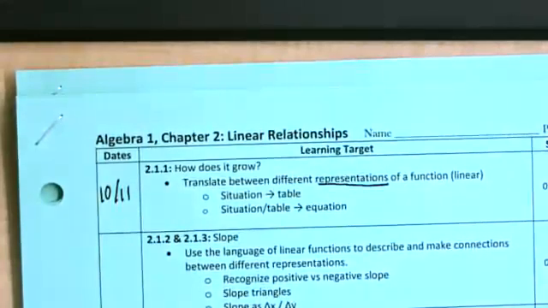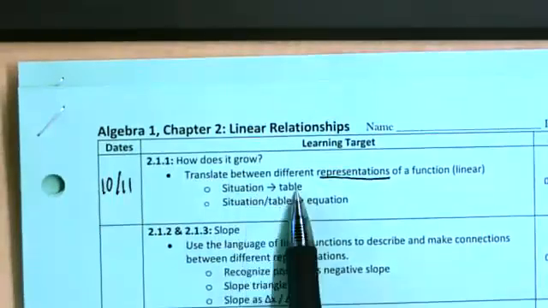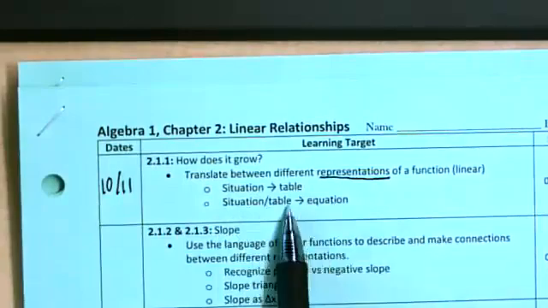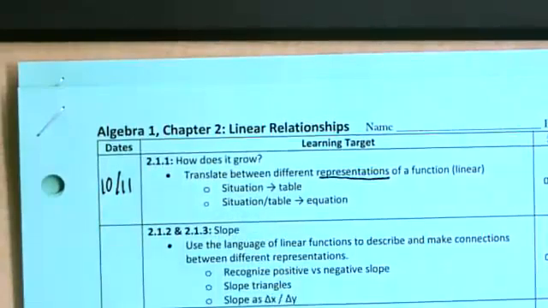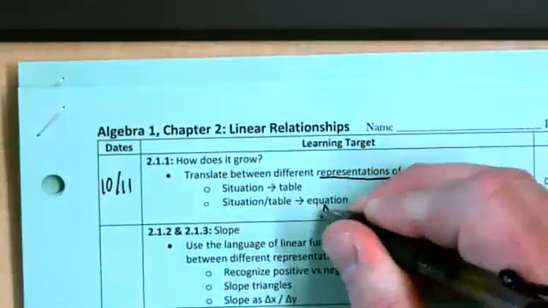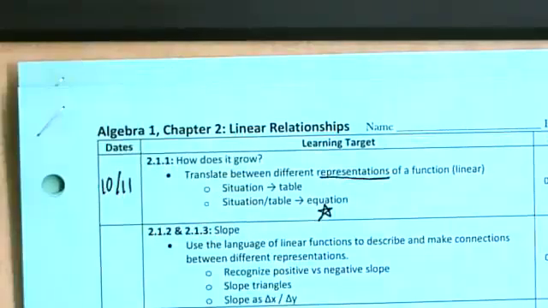We're going to focus today on going from a situation to a table, and also from a situation to an equation, and also table to equation. And the equation is kind of the key for us today. We want to start getting a handle on what an equation for linear functions looks like. Does anybody know what the equation of a line looks like? Does anybody remember that from last year?